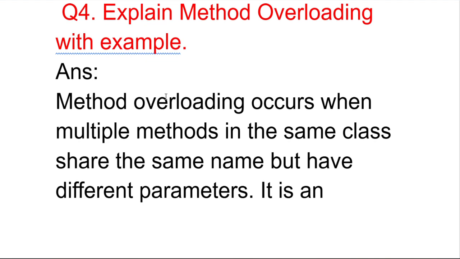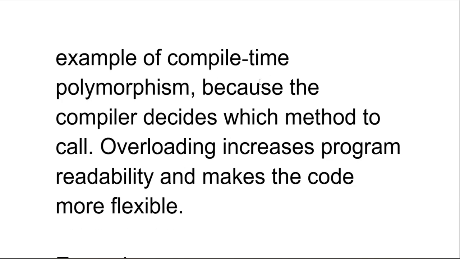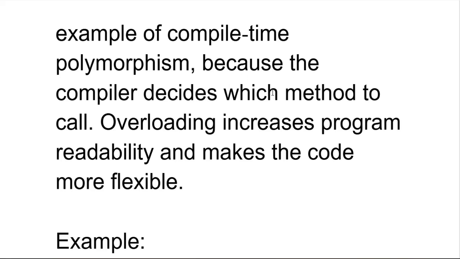You have to remember one thing: method overloading is compile time polymorphism, and method overriding is runtime polymorphism. This is one of the major differences between overloading and overriding. For overloading it is compile time polymorphism, and for overriding it is runtime polymorphism, because the compiler decides which method to call. Overloading increases the program readability and makes the code more flexible.